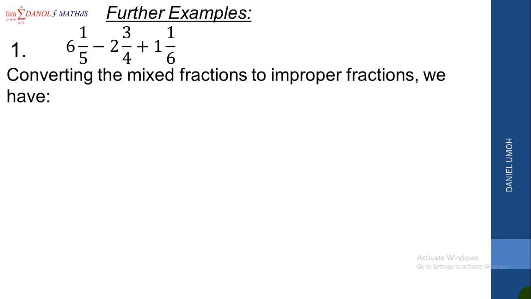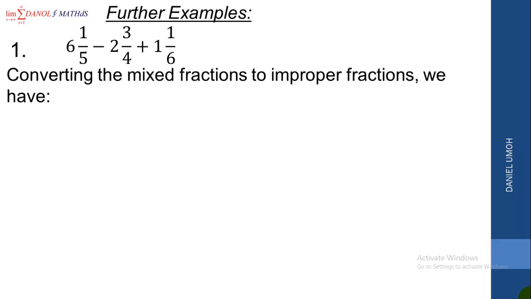Okay, let's look at some further examples. Now, the first one says 6 whole number 1 over 5 minus 2 whole number 3 over 4 plus 1 whole number 1 over 6. Now, they are mixed fractions. So the first thing we are going to do is to convert the mixed fractions to improper fractions.